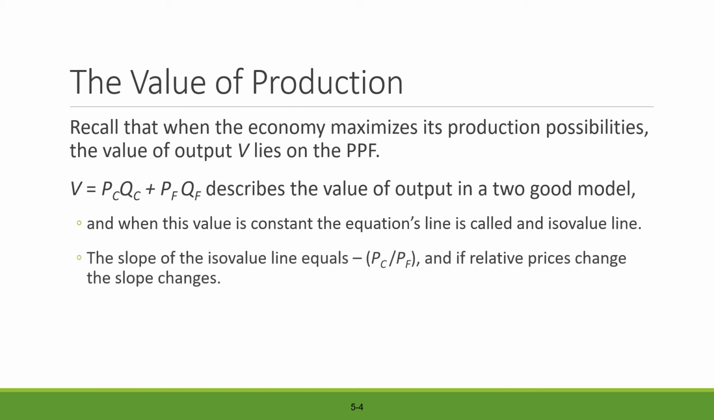Then the slope of the iso value line equals minus PC by PF. This is what we have already demonstrated in the Heckscher-Ohlin model, how to derive the slope of the iso value line. Basically, we find the value of QC in terms of QF, and the slope that we get is equal to minus PC over PF, and this is the relative price change, or the slope of this iso value line.